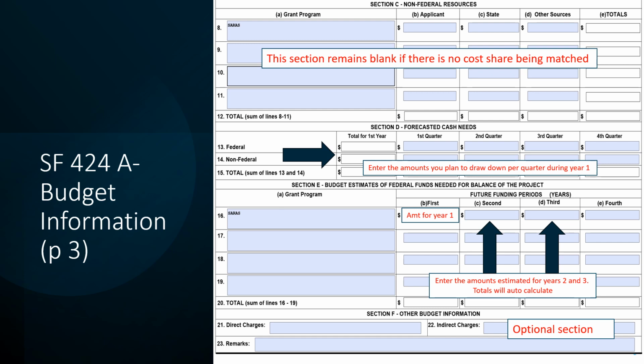The indirect section, section F, is optional because it's only applicable if you have a federally negotiated indirect cost rate. That's where you would put your indirect cost charges there due to your rate.